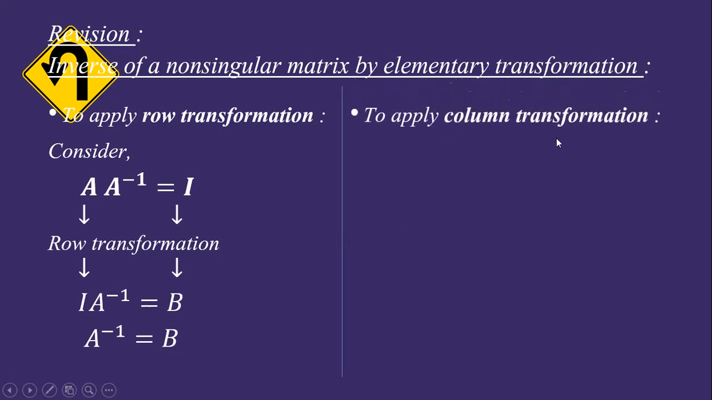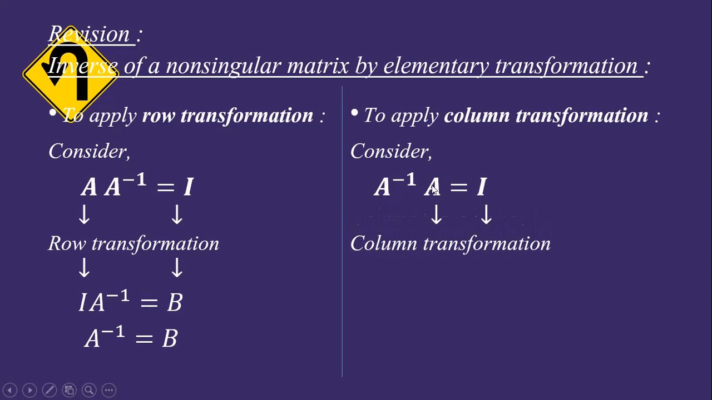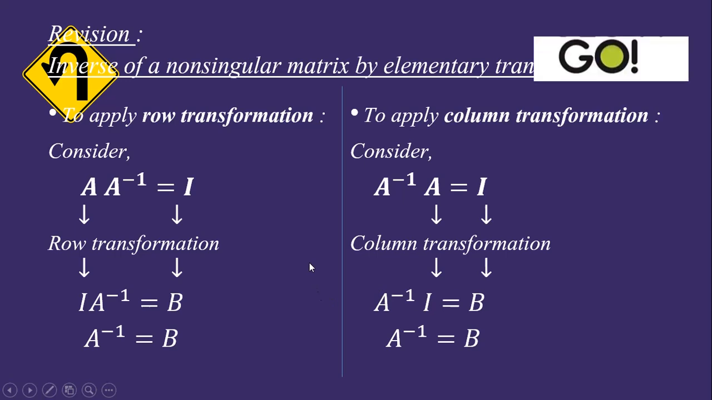Now to apply column transformation, we consider this equation A inverse into A equal to I. We apply column transformations on A and I simultaneously to convert this matrix A into an identity matrix. A inverse into, we convert this A into I. So A inverse into I is equal to, this I gets converted into B. So we get A inverse is equal to B. So this is the procedure to find the inverse of a non-singular matrix by elementary transformation.